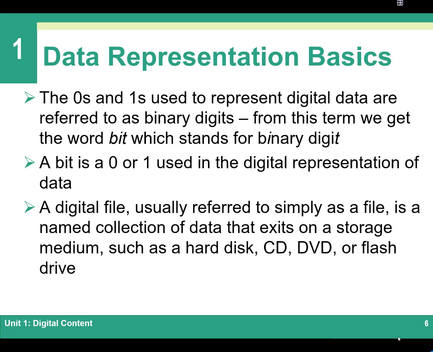Now, in order for your computer to represent information, it has to convert it into numbers. In computers, they use zeros and ones to represent data. And these are referred to as binary digits. When you look at a single binary digit, it's referred to as a bit. A bit, or 0 or 1, is used in the digital representation of data. The 0 indicates an off state, and a 1 indicates an on state.